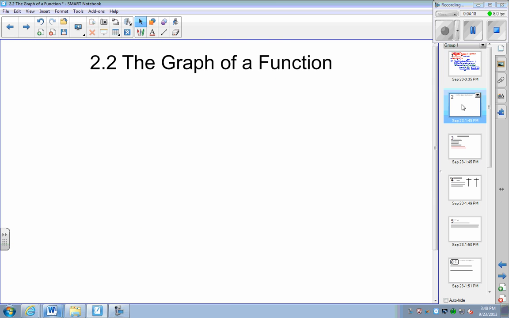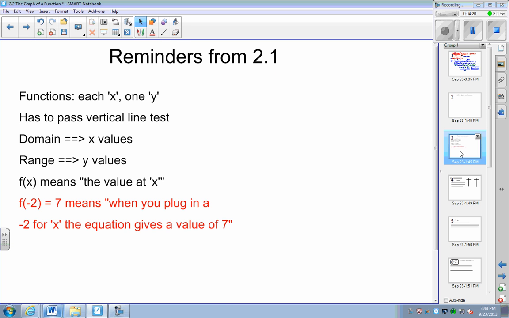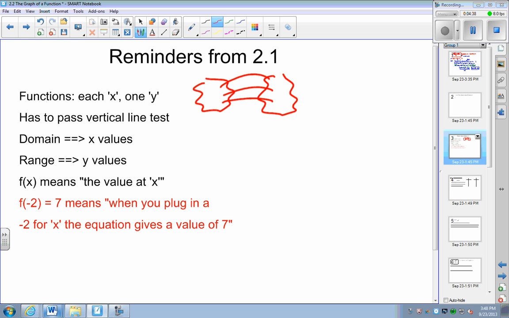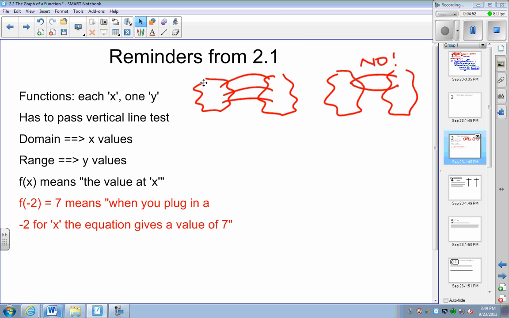All right, back to some new stuff, graphs of functions. Quick little reminders so we understand what we're trying to do here. Functions: each x gives you one y. We can do the little bubbles too. You have some stuff over here in your input, some stuff over here, and they have to map to just one place. If you have your bubbles and the same thing mapped to 2 different places, it's not a function. Again, it has to pass the vertical line test, so that's the visual test.